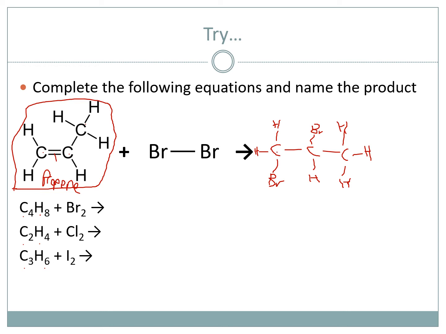So 1, 2, 3 carbons. This is going to be a prop. Whenever you're naming stuff, you always start with the main chain of carbons. So prop is 3. There's no double bond, so it's an ane. Now we're going to look at the prefix of the name, which is the presence of 2 bromos. So it's going to be bromo. Ooh, that's hard to write. So bromopropane, but there are 2 of them. 1, 2. So it's going to be di.